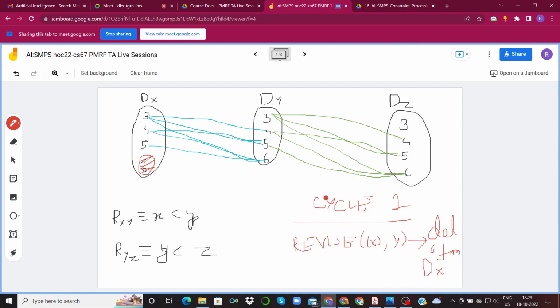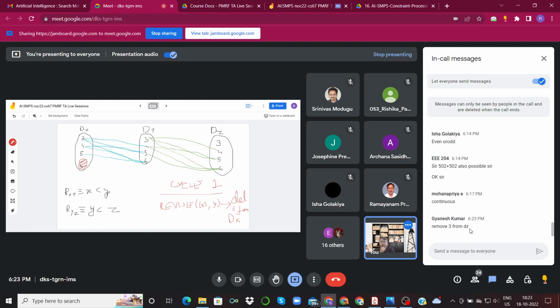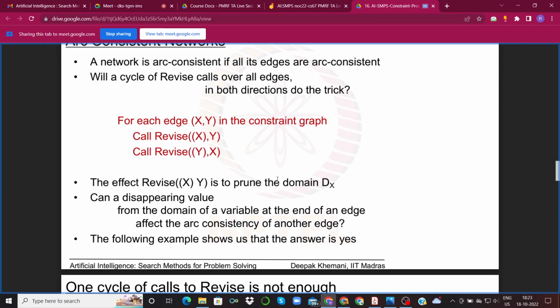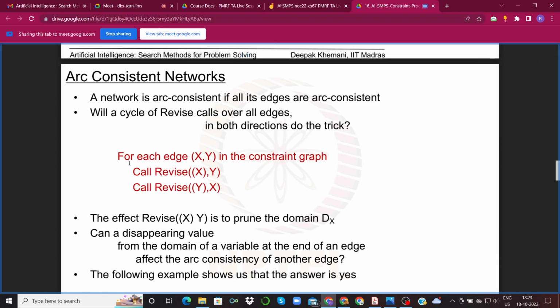Okay, and what would the next step be? Immediate next step, what do you think? Anyone? Remove 3 from dy. Okay, let us revisit the algorithm and see. So here is the arc consistent network, and how do we achieve that? For each edge x comma y in the constraint graph, we first call revise x comma y, and then we call revise y comma x.